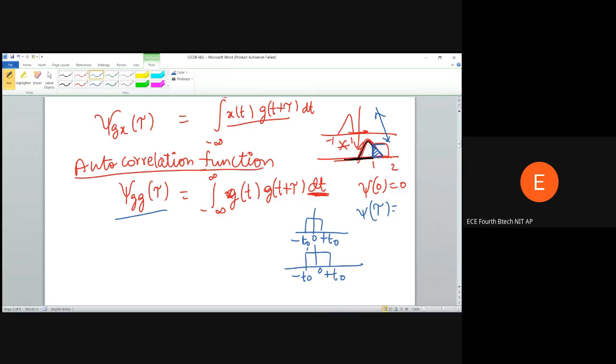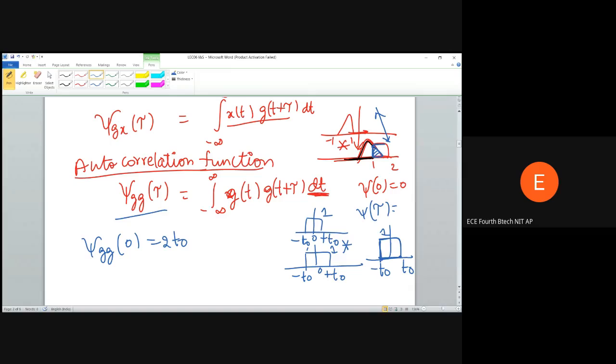First, let us consider tau is equal to 0. Tau equal to 0 means without shifting, you just take the product of these two. So if I multiply these two, if this is 1 and this is 1, you'll be getting only 1, from minus t naught to plus t naught, and you will be getting the area under the curve. If I consider this as 2 t naught and this is 1, the area will be 2 t naught. So psi zz of 0 is equal to 2 t naught.